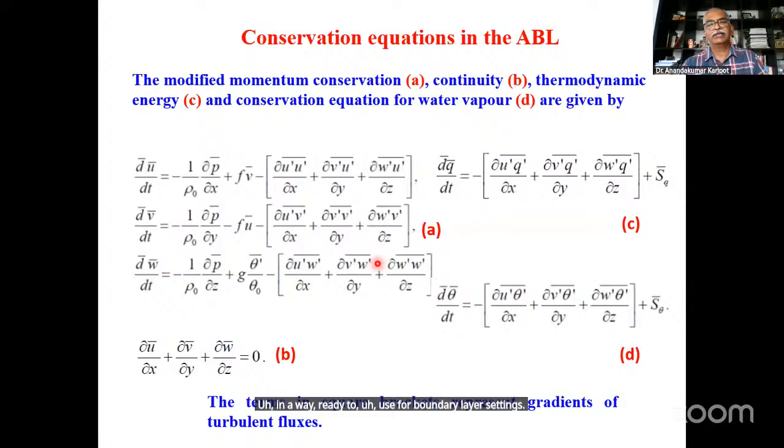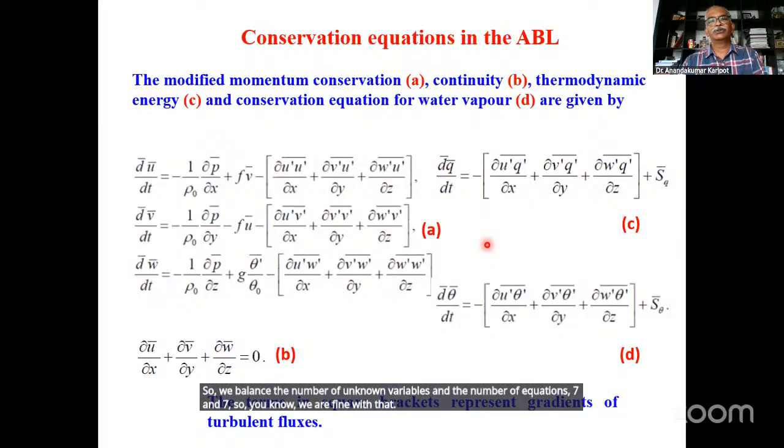But it's not that easy as we may think, because to solve these equations, one requirement is that the number of unknowns, or the dependent variables, should be equal to the number of equations. When we had our original equations, 7 equations, we had 7 variables: u, v, w, density, pressure, potential temperature, and the mixing ratio. So we balanced the number of unknown variables and the number of equations, 7 and 7. So we were fine with that, and we could solve the equations.